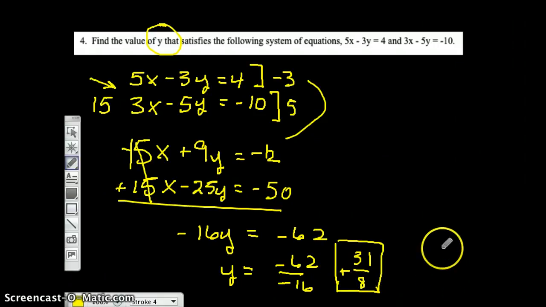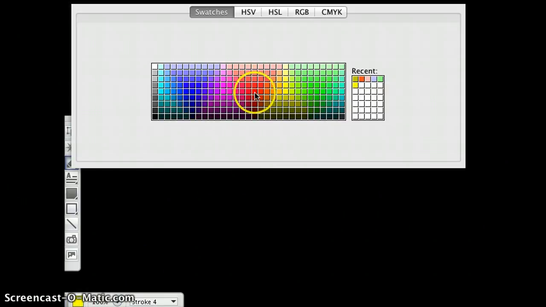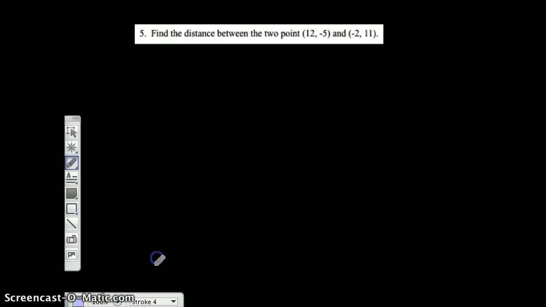Now, if you had more time, I'd find the x value, then check them both in both equations and see if that works. All right, next question. Find the distance between these 2 points.